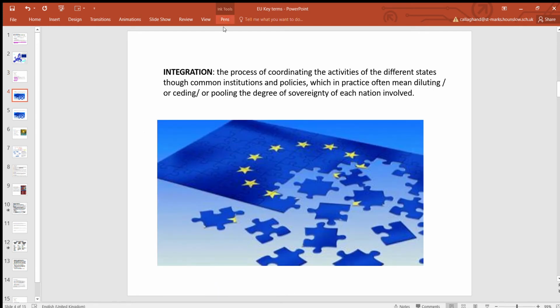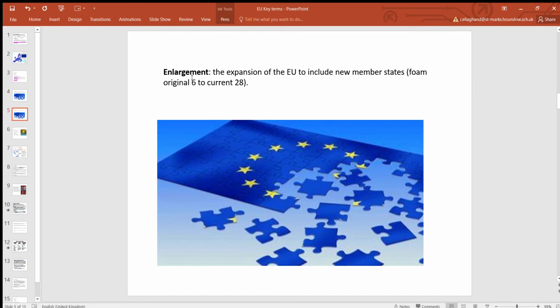First one, quite straightforward, integration. We've looked at this in the last video. The process of coordinating the activities of the different states through common institutions and policies, which in practice often means diluting or ceding or pooling the degree of sovereignty of each nation involved. So this process of integration, ever closer union.